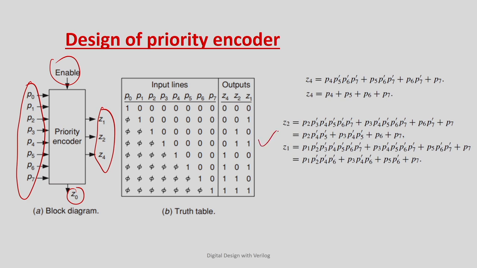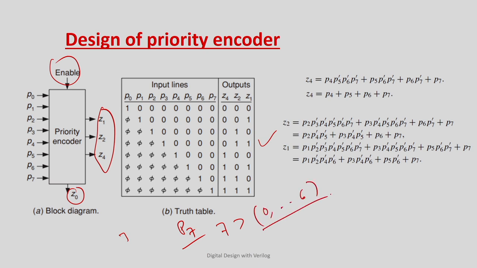Here, what I am trying to say is that if P7 is 1, and since 7 is greater than any other number, greater than 0 to 6, it does not matter what the values of the other bits are. I will give access to 7. So, I will consider the 7th request. If you see here in the table, this is my P7 and this is P0, and this is the order. Whenever P7 is 1, I do not care about the other values. Other values can be don't care here, so it can be 0 or 1.